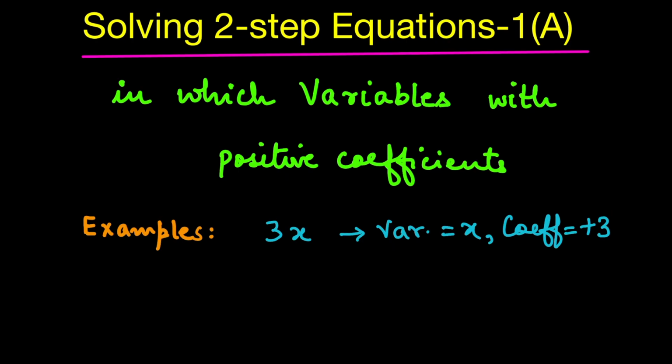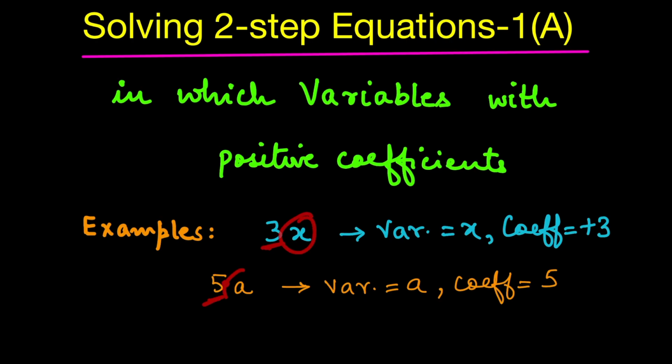Another example, let us say 5a. So what is the variable? It's a. And what is the coefficient? It's 5. So this number is the coefficient and these are the variables. So we will take the examples in which the coefficients are positive.